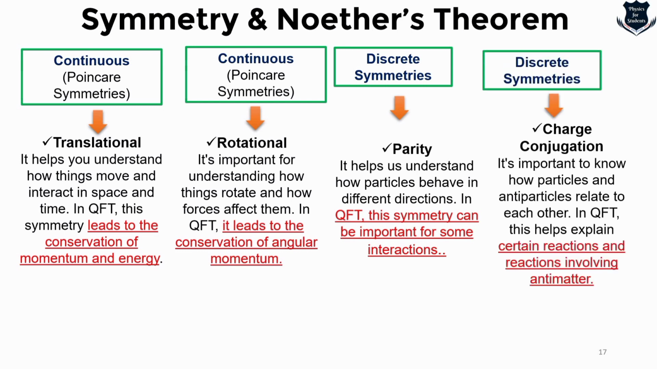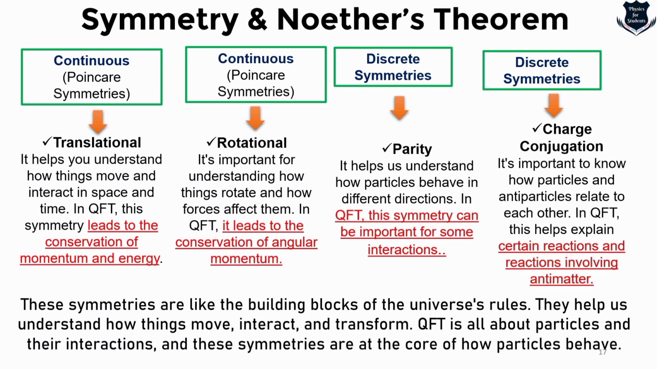Then we have discrete symmetries. This is important in quantum field theory because of certain reactions and certain anti-reactions involving antimatter. This is very important. So you see, I have given just a few examples, otherwise the video will be too long, but these are important. We need to understand them before we go into QFT, because each of them is a very integral unit of QFT, and missing that would create a problem.